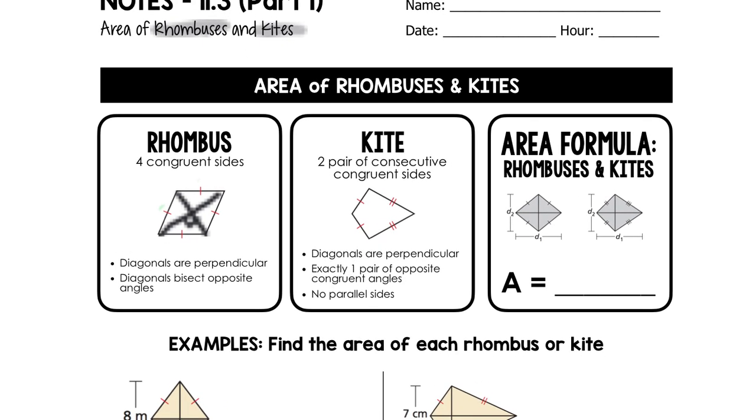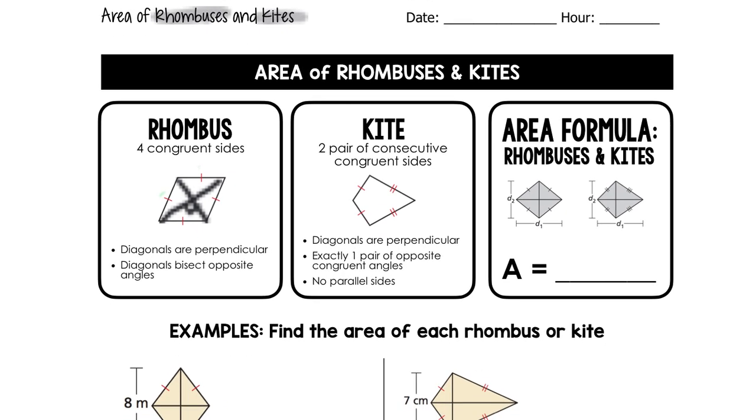A kite has 2 pairs of consecutive congruent sides. So the sides right next to each other are congruent as opposed to opposite. So these are congruent and then these are congruent. We know that on a kite the diagonals are also perpendicular. So diagonals are perpendicular in both of these shapes. A kite also has 1 pair of opposite congruent angles, but only 1. And then it has no parallel sides. So in a kite, that 1 pair of opposite congruent angles are the ones where the 2 different sides meet. So those two angles would be congruent.